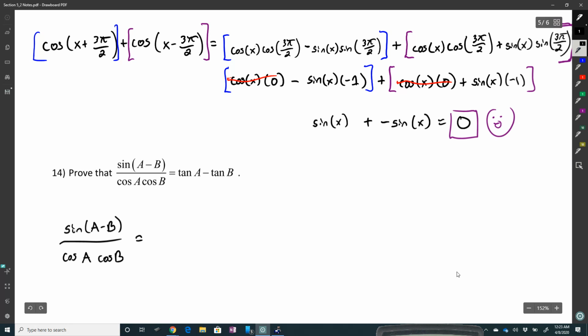So really the only thing I have is my formula. So the formula for sine is sine, cosine, cosine, sine. So sine of a, cosine of b, the sine stays the same, minus cosine of a, sine of b, and then the whole thing divided by cosine a, cosine b.